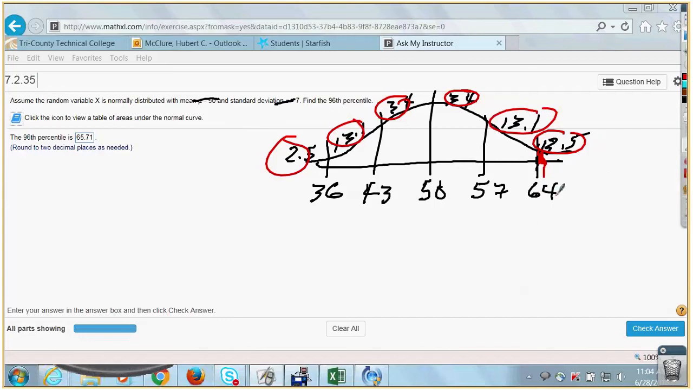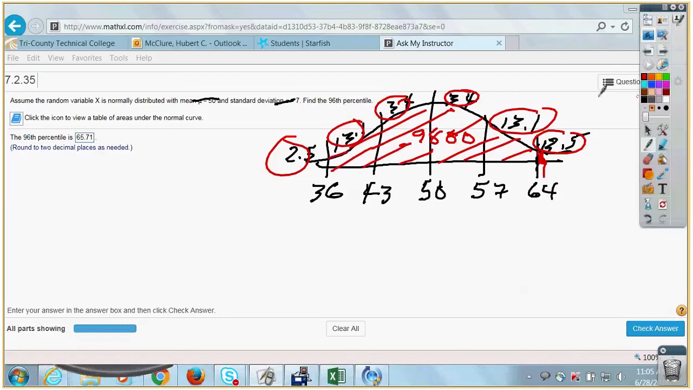Okay, so we've got a 98 percentile, which means that this whole area is 0.9800. That's 98%. So everything this way is 98%. That's what it's asking. And this over here is 2%. We'll take our handy dandy blue marker and we'll color this little area right here blue because that's 2%.